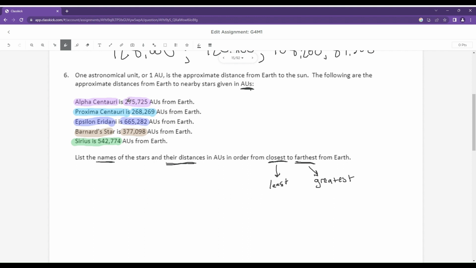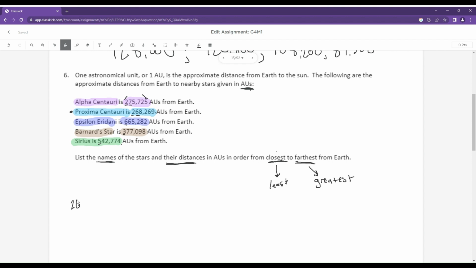So which of these numbers is the least? Well, I noticed that they all have 6 digits in them. So that means I can take a look at the leading number to find the smallest. So 5, 3, 6, 2, and 2. So I noticed that 2 of these numbers have a 2 in the 100,000s place. So I need to move to my next smallest place value, which would be my 10,000s. And I have a 6 in the 10,000s compared to a 7 in the 10,000s, which makes Proxima Centauri the closest. So I'm going to go ahead and write these at the same time.